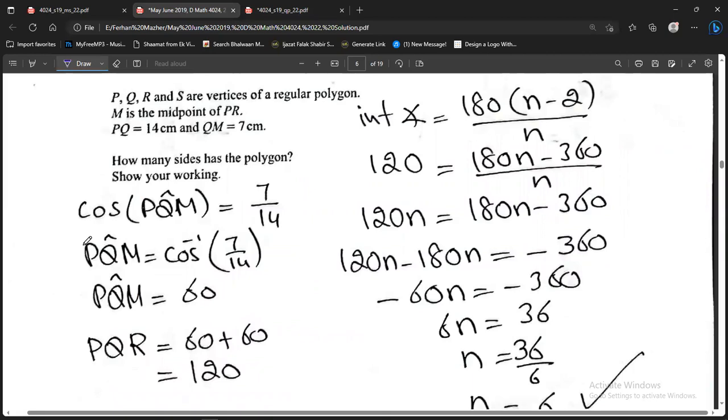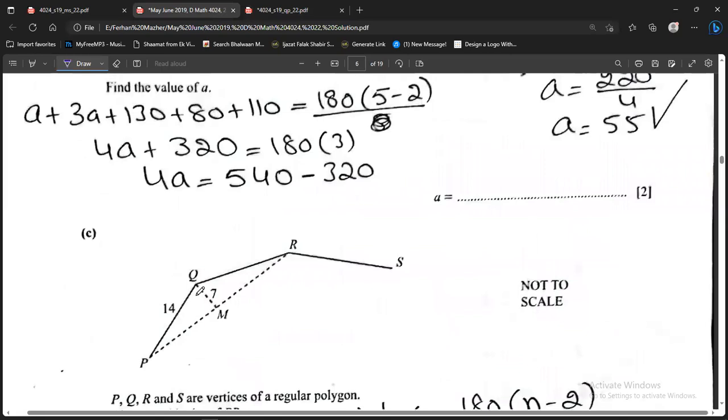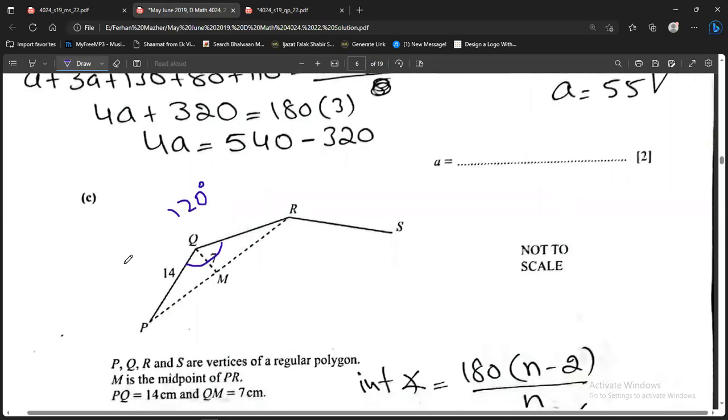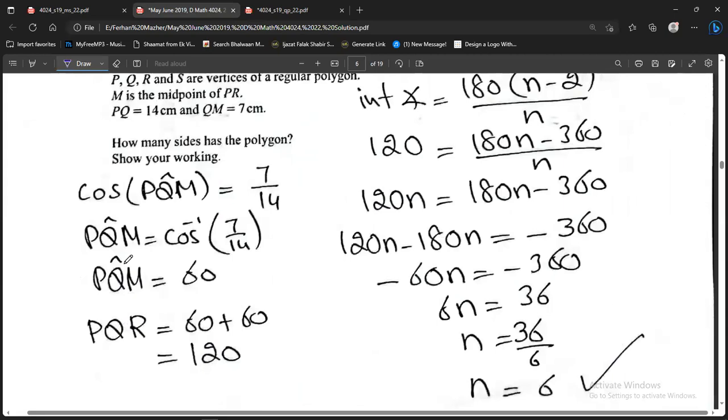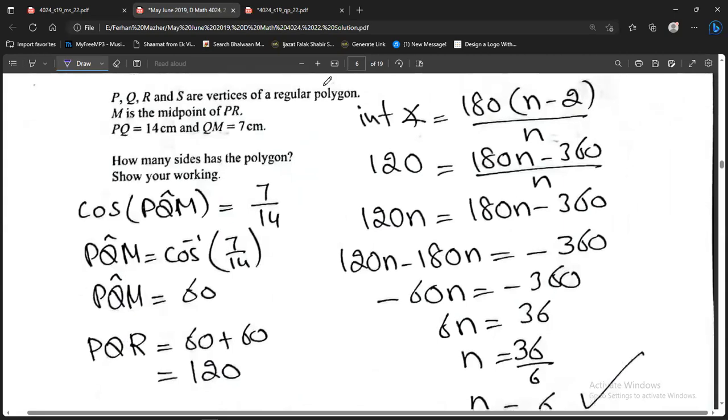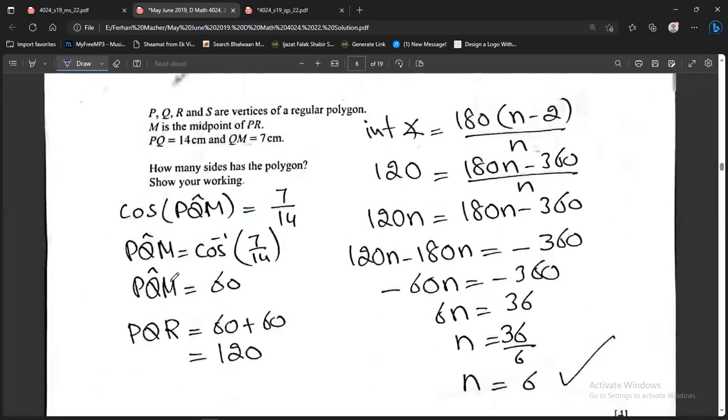So PQM will be equal to cos inverse of 7 by 14. PQM will be equal to 60 degree. So the PQR angle will be double of PQM. That will be 60 plus 60, that is 120. So this is 120 degree, which means the internal angle of this polygon is 120. If you know the internal angle of a regular polygon, you can find out the number of sides in that polygon.